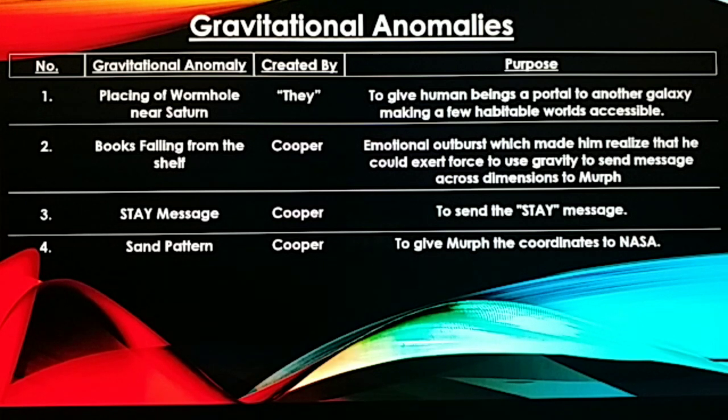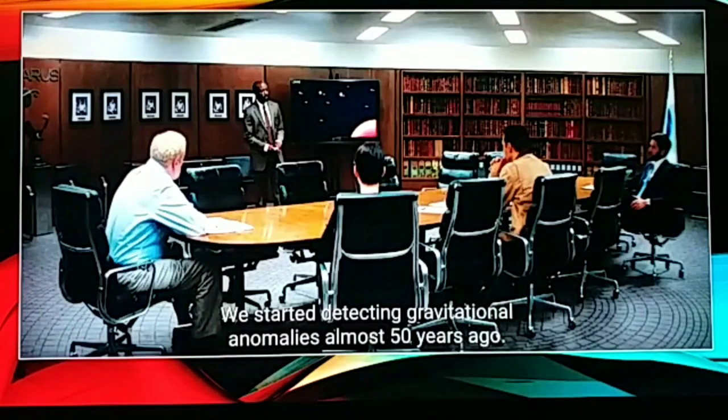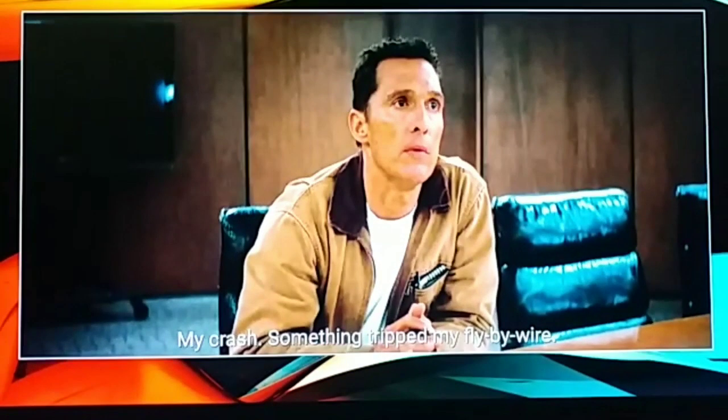Now, as I told, there was another gravitational anomaly, which was mentioned in the movie just once. It was at the point where Cooper reaches the secret facility of NASA, and there Romilly tries to explain what exactly they have been experiencing. He tells Cooper that we started detecting gravitational anomalies almost 50 years ago. Then he tells Cooper that in fact I believe you encountered one yourself. And Cooper responds by saying that my crash, something tripped my fly-by-wire.